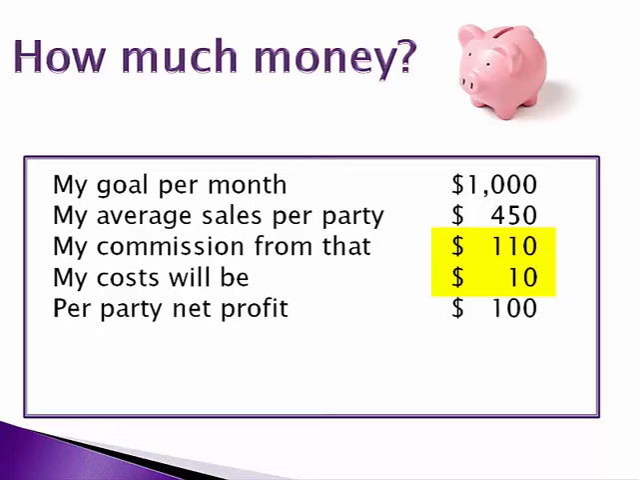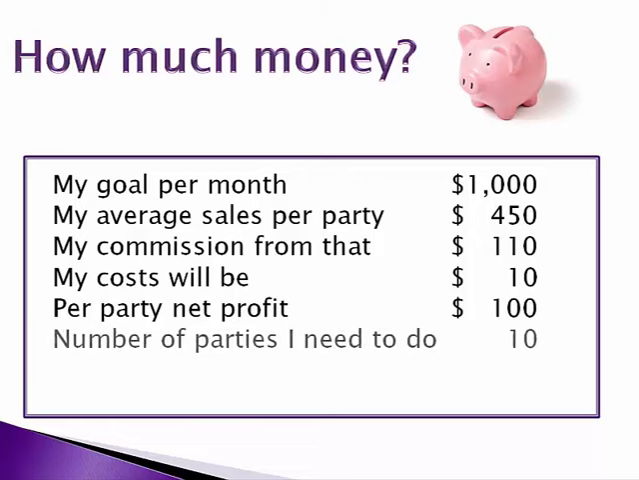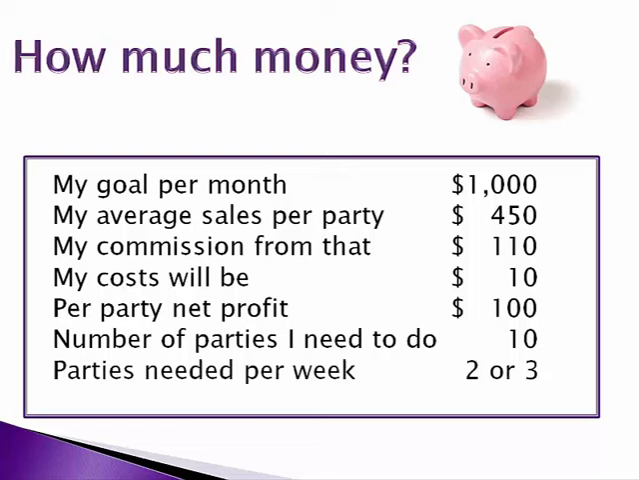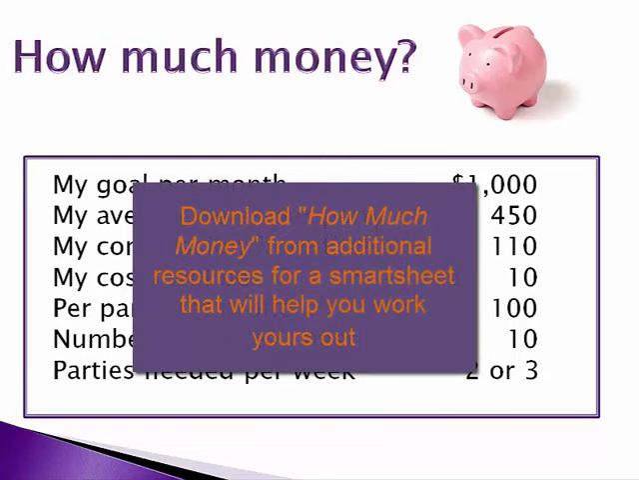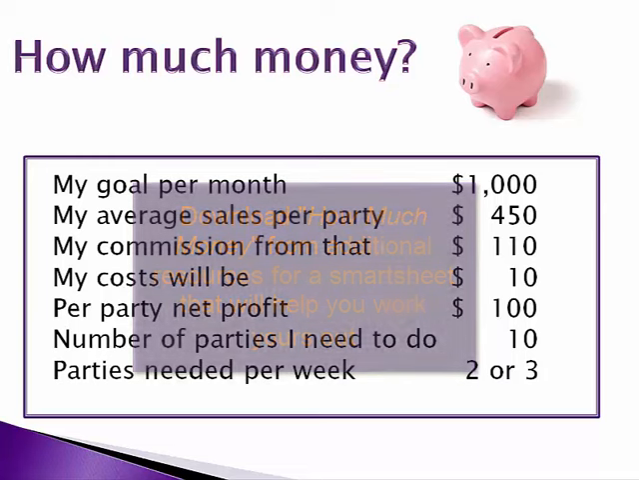Now, if I earn $110 per party and my costs are $10, that means that every party I do, on average, I will earn a profit of $100 to put in my pocket. And now it's pretty easy to work out that if I'm wanting to earn $1,000 in a month and I earn $100 for every party I do, I need to do 10 parties in a month to reach my goal, which translates to 2 or 3 parties a week. So I would do 2 one week, 3 the next, 2 and 3, and that equals 10.